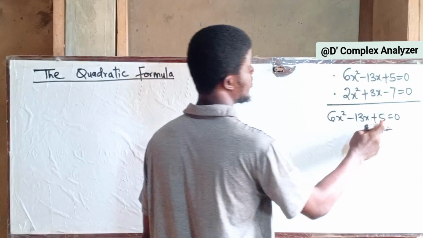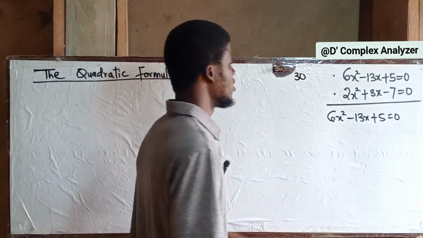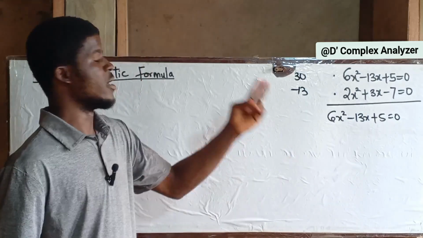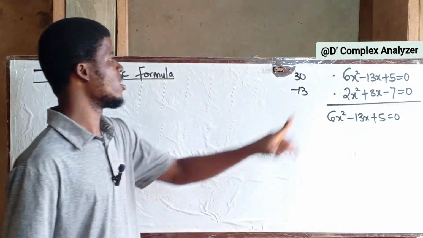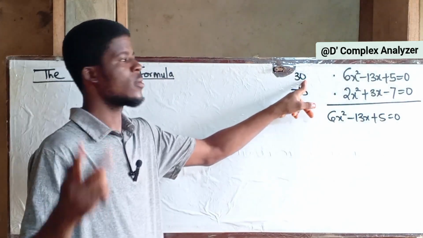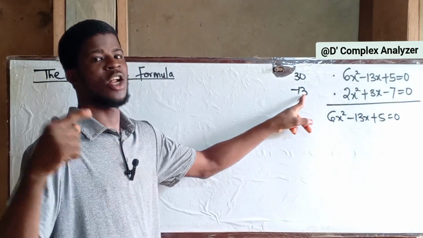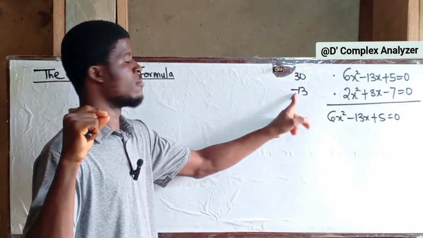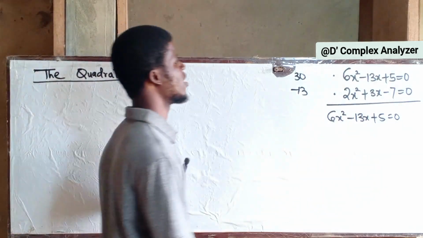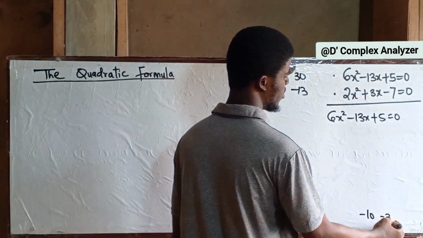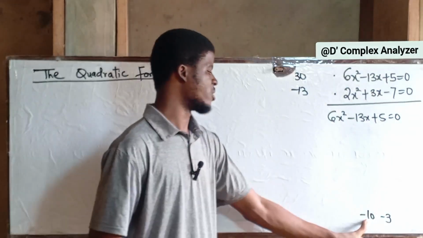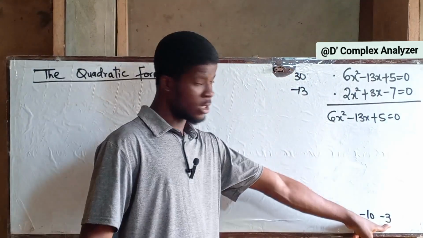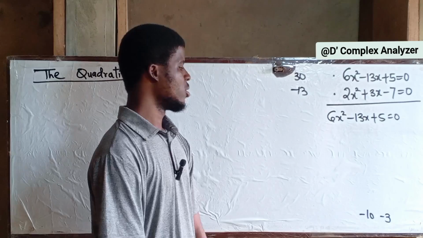Multiply 6 by 5, that will give me 30. Right? The coefficient of x is minus 13. So the method says, I need two numbers whose product is 30 and whose sum is minus 13. That is two numbers that are multiplied together to get 30, and the same two numbers when added together give me minus 13. Without thinking too much, the numbers are minus 10 and minus 3, because minus 10 times minus 3 is plus 30, and minus 10 plus minus 3 is what? Minus 13. So the two numbers are minus 10 and minus 3.